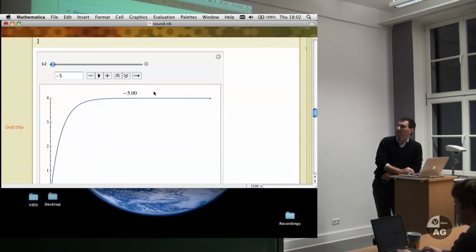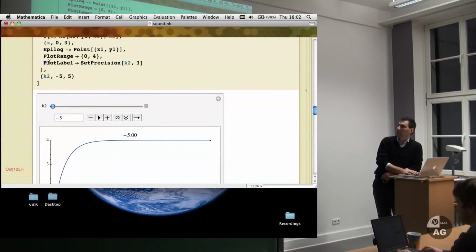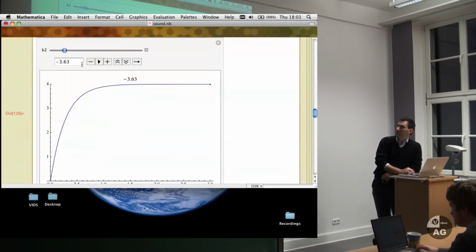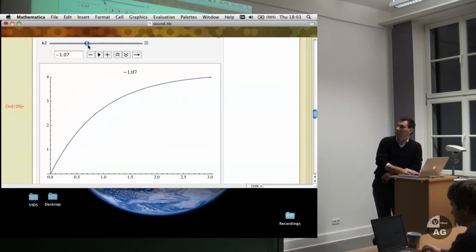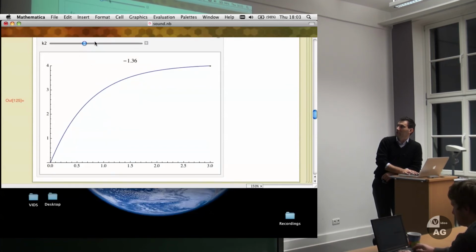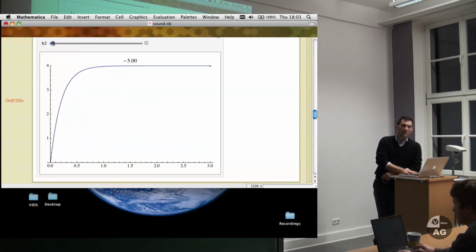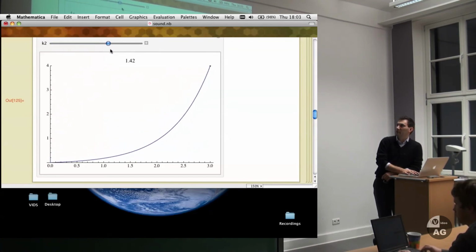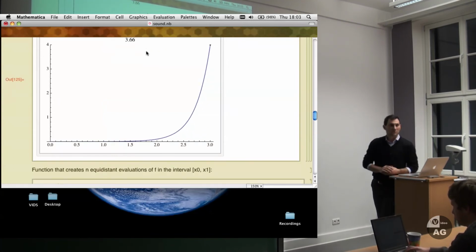Here it says -5. Notice that I have added a plot label K2. So now I will have this plot title over here that shows me the value of K2. If I change the value, the exponential is automatically recomputed, and this value is shown there. Here we go. And so my friend can have an idea of how the exponential varies by varying the parameter k. Okay, so far so good.